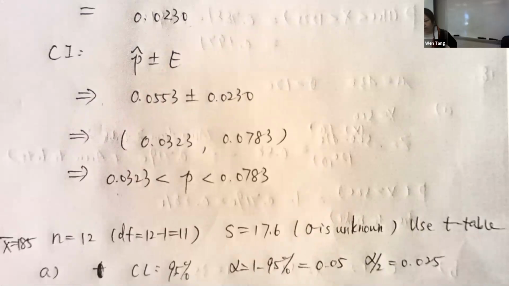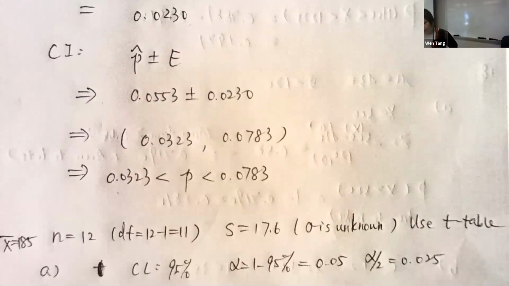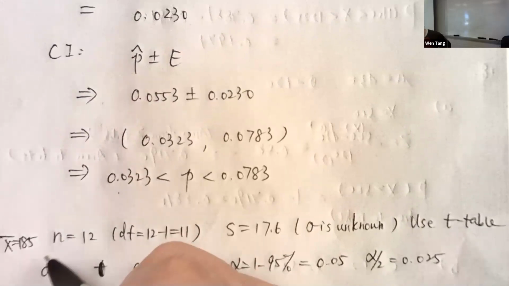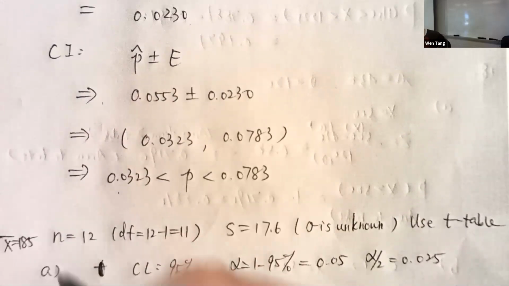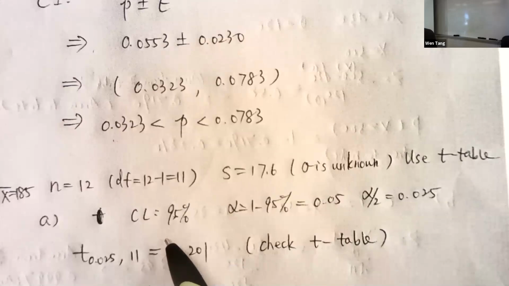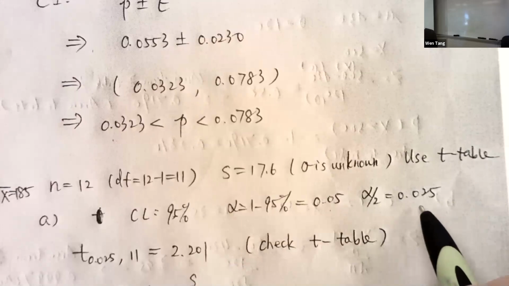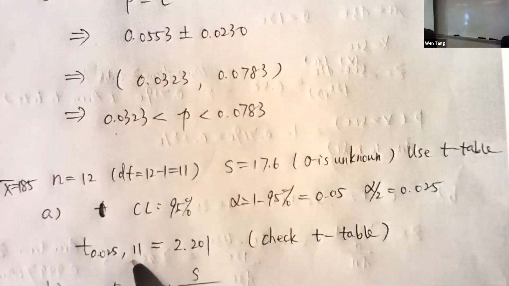First, we only have the S value, which means sigma is unknown. So we're gonna use the T table to check the critical value. When we check the T table, we need to know the half alpha value, and the degrees of freedom. Here, we use the confidence level to get the alpha value first, then divide by 2 to get the half alpha value. And we use n minus 1 to find the degrees of freedom. After that, check the T table.